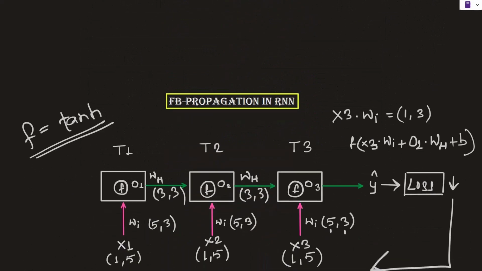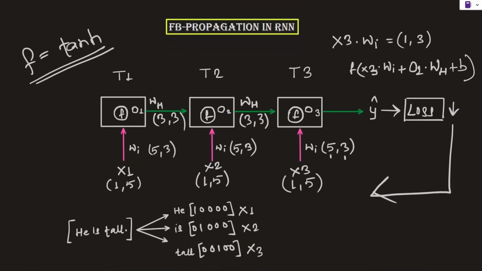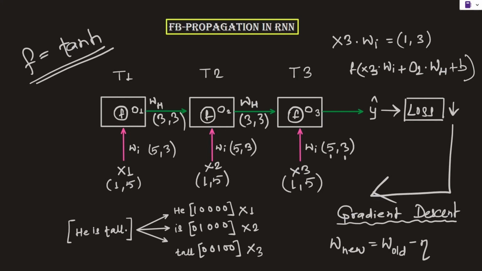So what do we do? At this point, we use the concept of gradient descent. And as you already know, the formula of gradient descent says that if you want the new value of your weight, then you can use this particular formula. You take the previous value of the weight, which is W old, minus a small learning rate multiplied by the derivative of loss with respect to the previous weight.